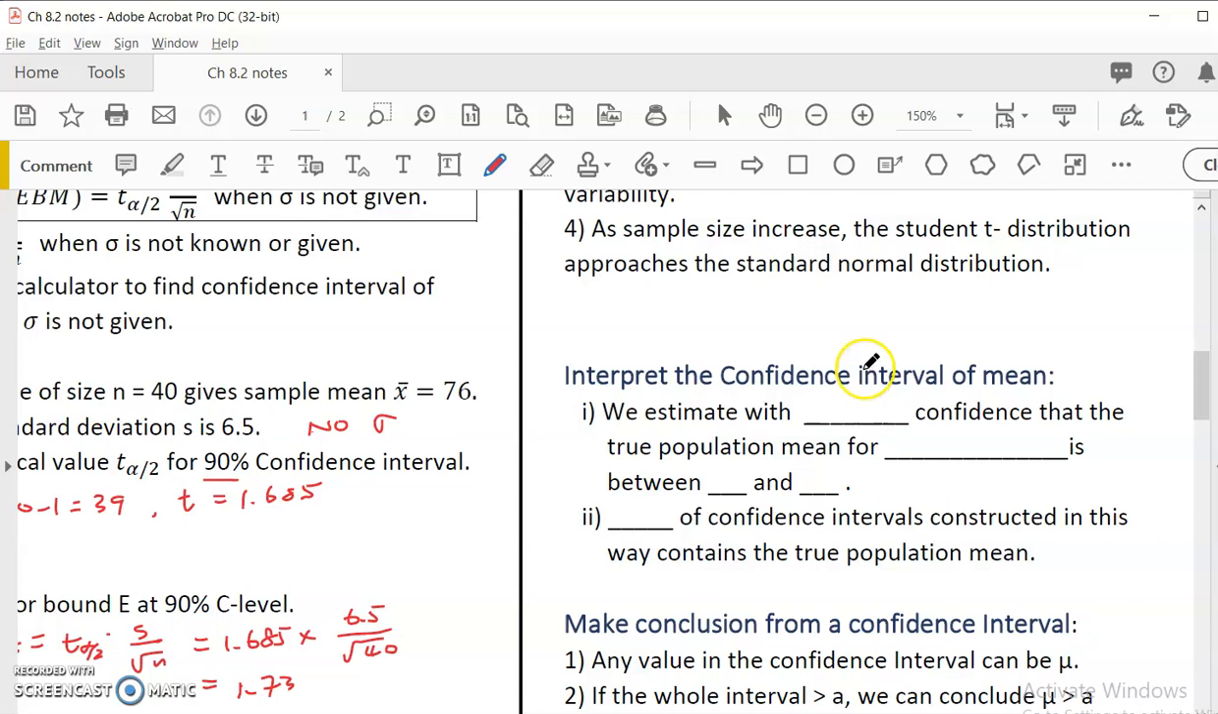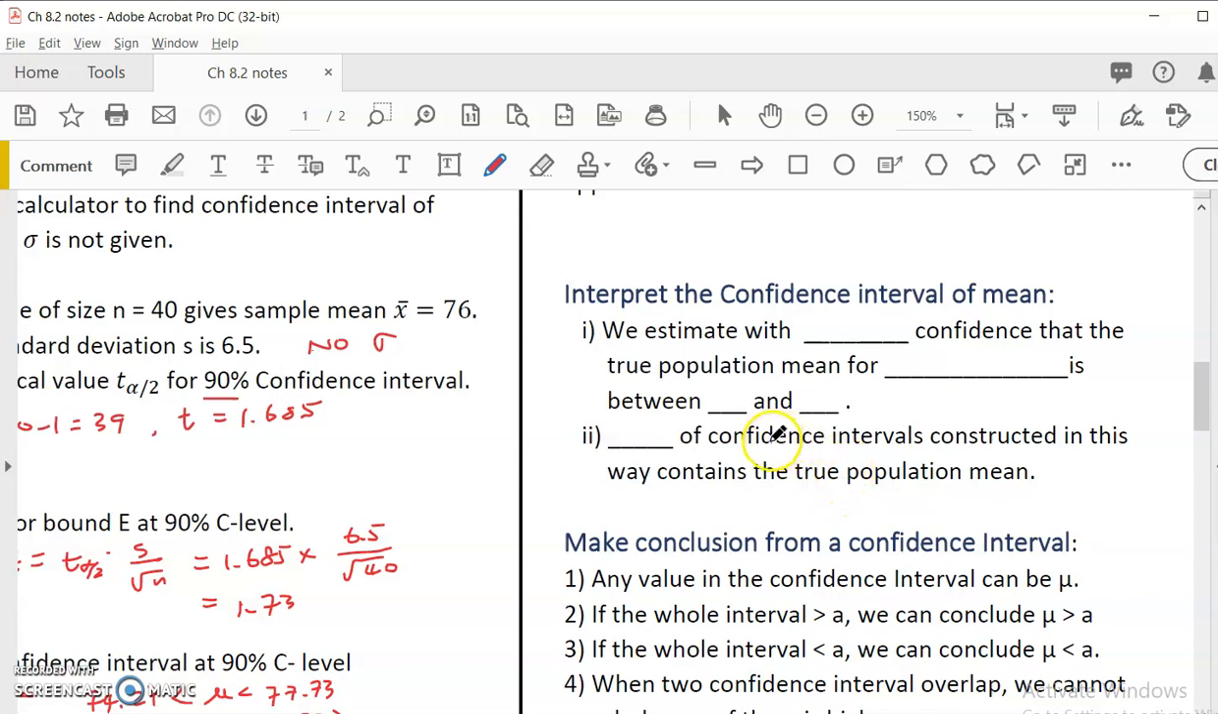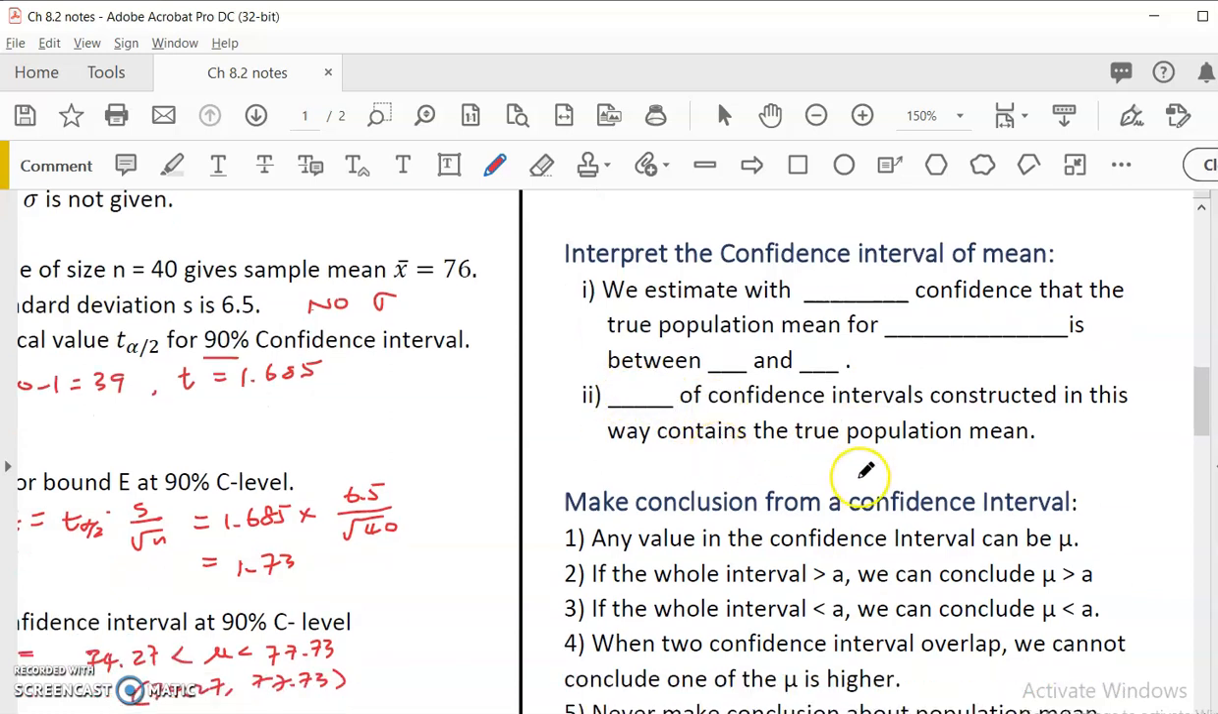To interpret the confidence interval of the mean is the same as before. You just say that you have a certain confidence that the true population mean for whatever you're measuring is between the upper and the lower limit. And of all the confidence intervals you measured with that particular sample size, only that confidence level percentage contain the true one.